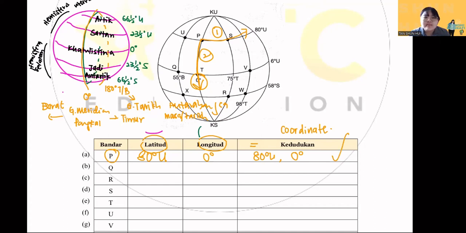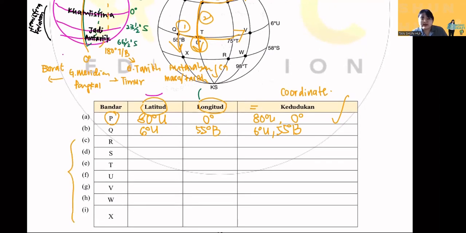Can I try one more? Q. Can you tell me Q's latitude is how much? Look at the horizontal first. How much is it? You get 6. Yes. And then look at the vertical. You get 55B. Alright? Put together, your kedudukan will be like this. Is that okay? Is it easy? Yep. So can you try the rest by yourself? This is your homework. Do it on your own. All right. Now, I need to move on a little bit more to chapter 3.